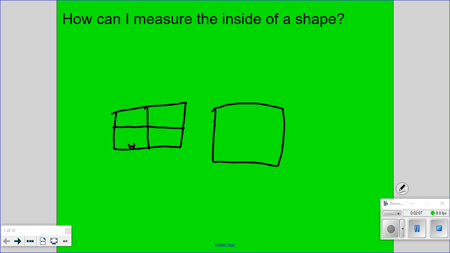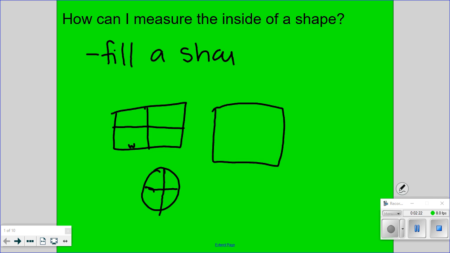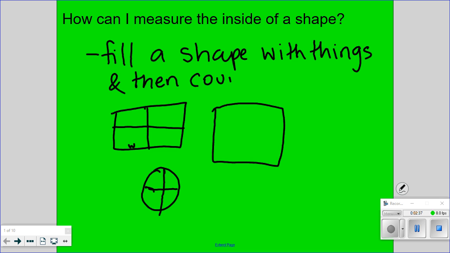Can I help you with some words? Okay. So I think what you're trying to say is you can fill a shape with things. Could be squares like you did in this one. Fill a shape with things and then count those things. Is that what you're trying to say? Awesome. All right, go back to your seat so we can write this down. So Victor had the idea that maybe we could fill it with something and then count those somethings.